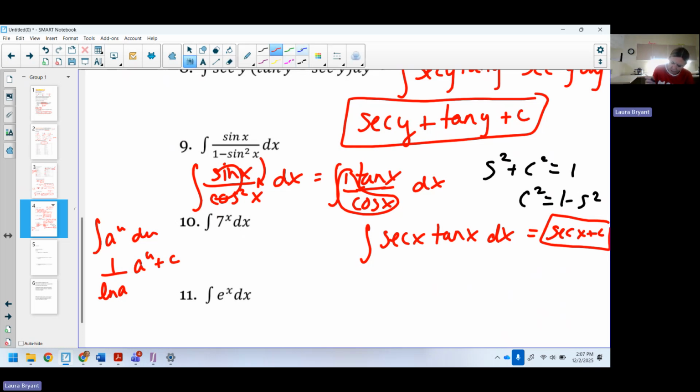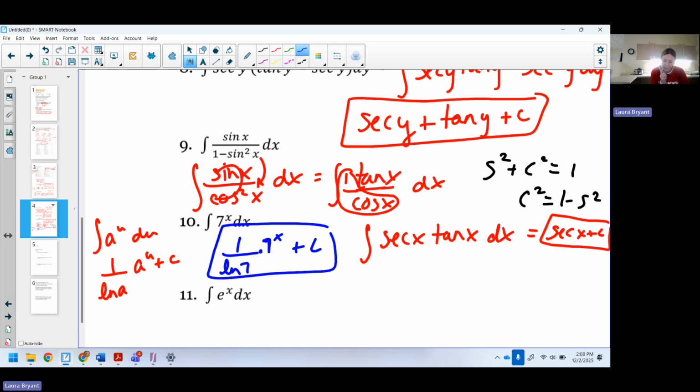I'm going to switch to another color just because this is getting so jumbled down here. So this is going to go 1 over ln of 7. A to the u is going to be 7 to the x plus c. And these are multiplied together. So if you'd like to write the 7 in the numerator, you can, or you can just leave it there at the end.